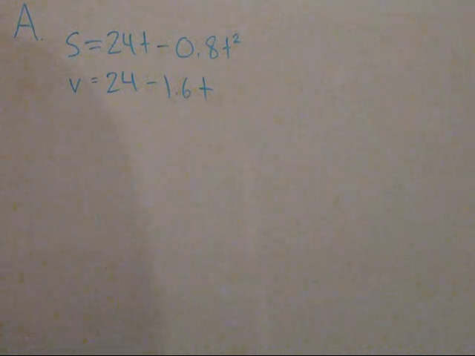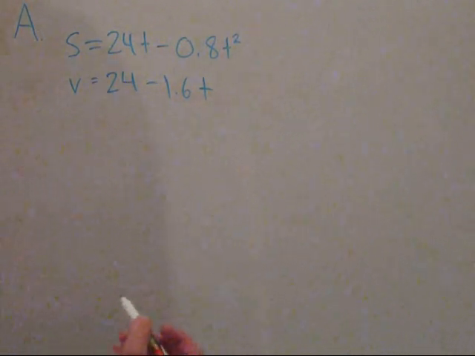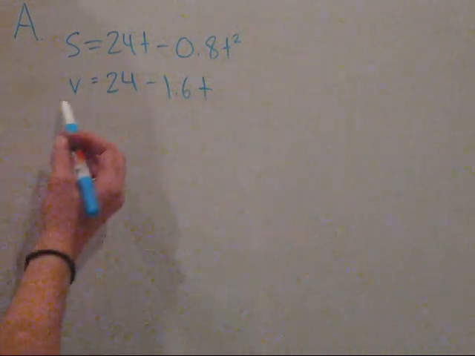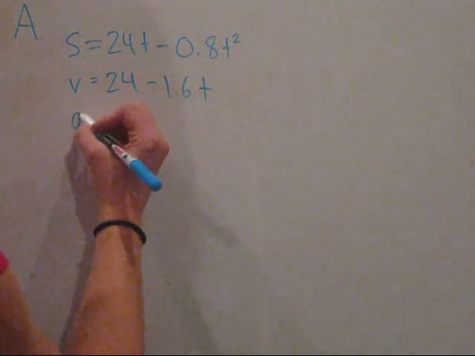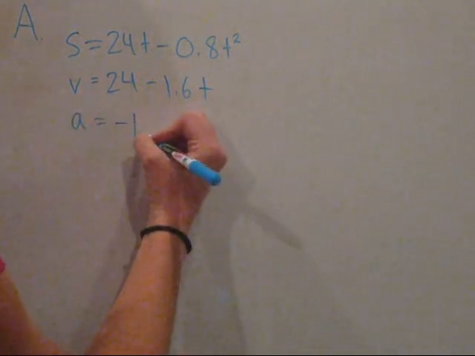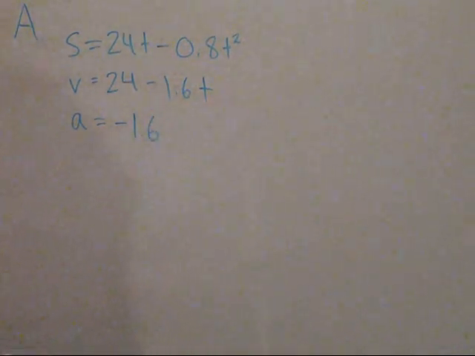Now we're going to try to find the acceleration of this. Well, to find acceleration, you take the next derivative, so it'll be the second derivative of our first equation, or just the derivative of velocity. And that equals, so acceleration equals negative 1.6. And that's how you find velocity and acceleration.